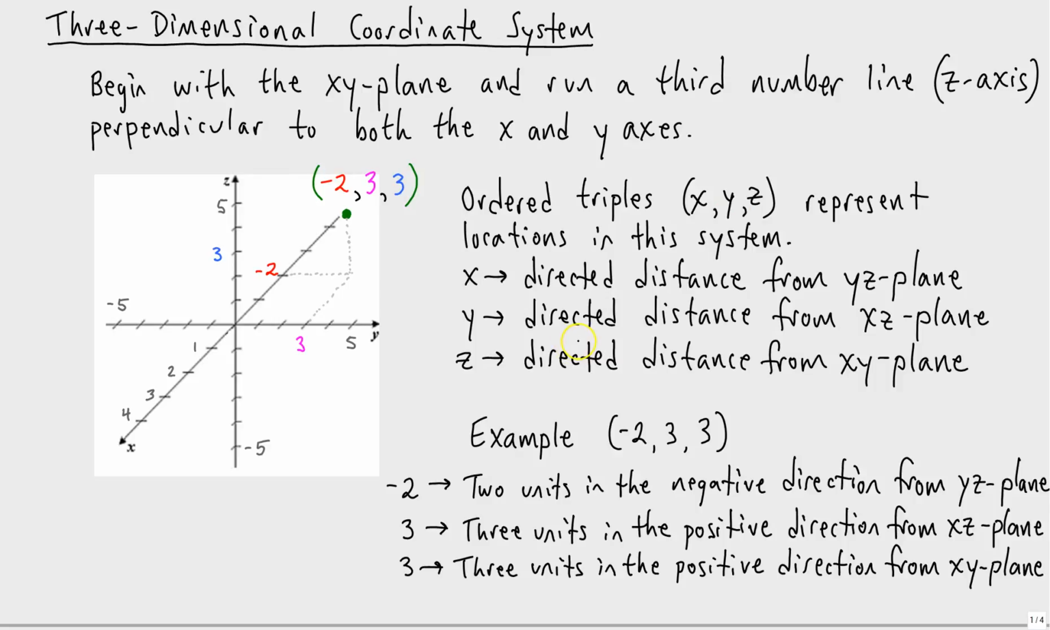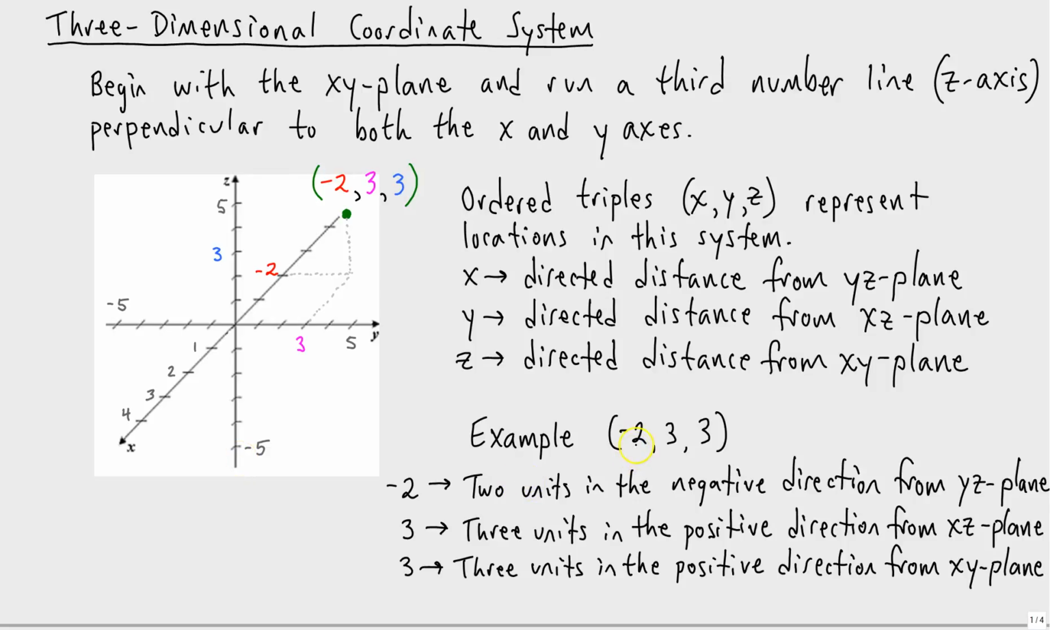Well, the y-coordinate would be the directed distance from the xz plane. So z is right here, x is right here. So the xz plane would be the two-dimensional plane that contains both of those axes, and the y-coordinate will tell you how far to the right of that plane or left of that plane you are, the way I've drawn it. So positive direction, negative direction. Z is the directed distance from the xy plane. So the way I've drawn it, the xy plane is kind of like a table. So a positive z value means you're above that table, and a negative z value means you're below that table in the way that I've drawn this.